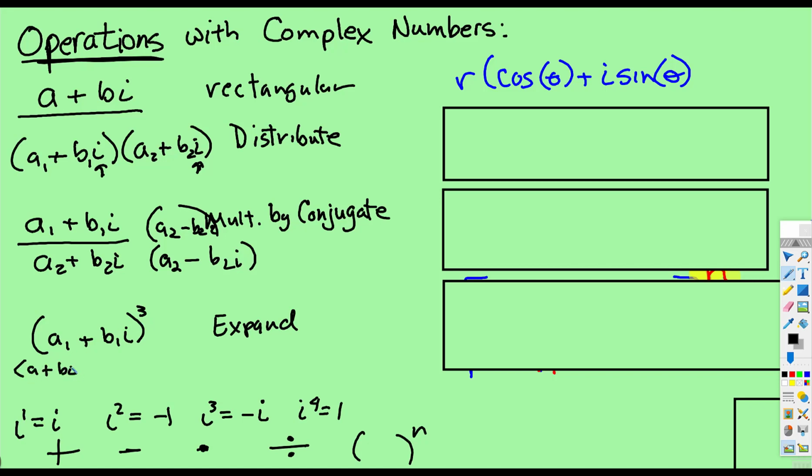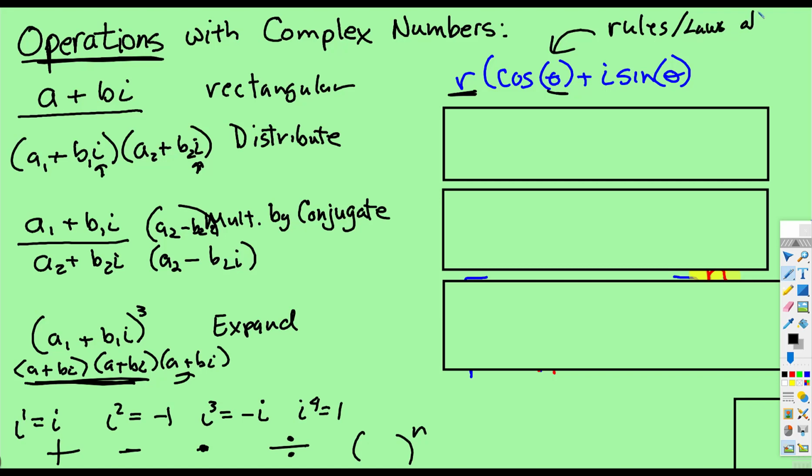Think about a plus bi times a plus bi times a plus bi. You could multiply these two first, get that result, then multiply that result by another a plus bi. You could also use binomial theorem to do the expansion. Okay, but now when we have r's and thetas, the thetas follow the rules or laws of exponents. And the r's, which are real numbers, just follow these rules, number rules, right?